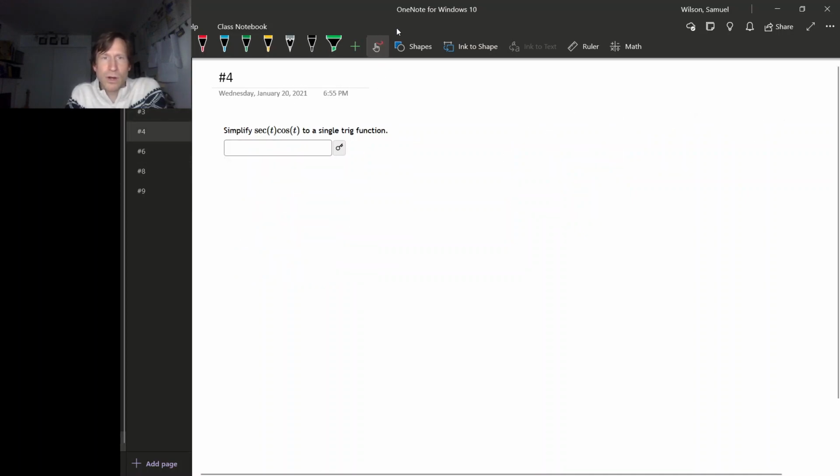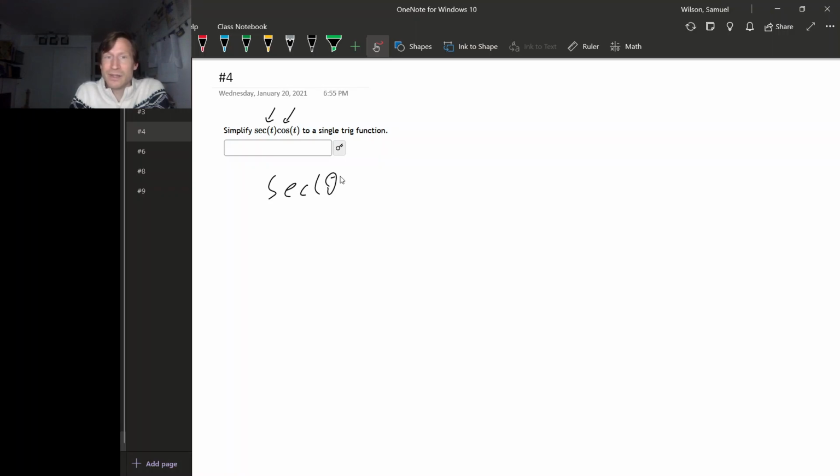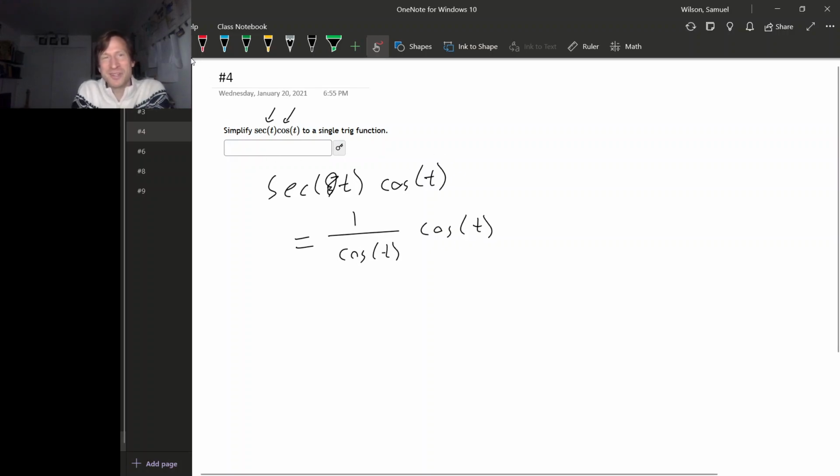All right, number 4, simplify secant times cosine into a single trig function. Well, not every product of trig functions can be simplified into a single trig function, but this particular product can. So if we try to simplify this, how could we start? If this simplifies, there must be some relationship between secant and cosine, and hopefully that's enough to make you think, oh wait, secant is the reciprocal of cosine. So this is 1 over cosine t times cosine t. Now hopefully you see how it simplifies. We can simplify our fractions, and this just gives us 1. So this whole thing is 1.